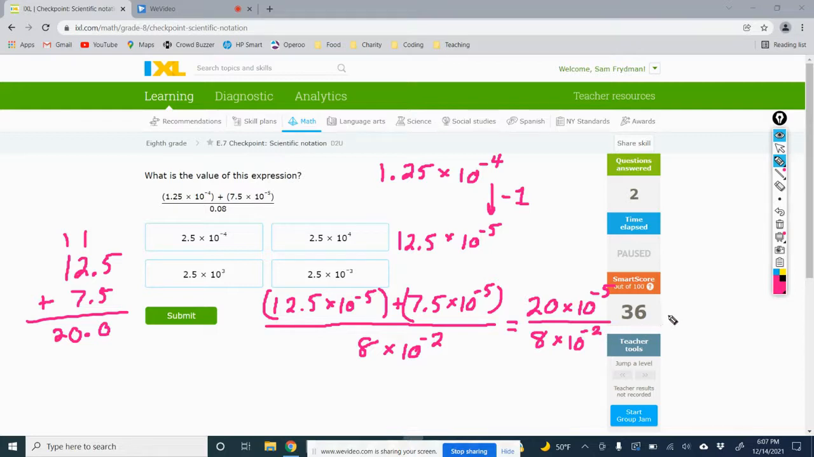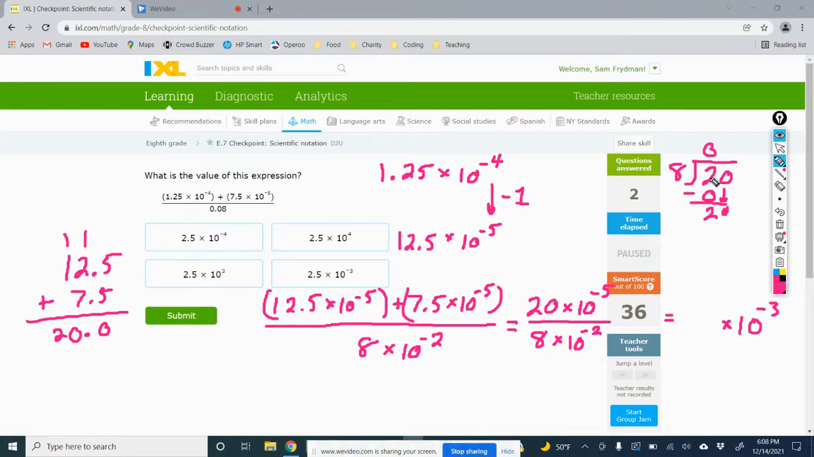Okay, what's that going to be equal to? Let's do the easy part. -5 minus -2 is like -5 plus 2, which is -3. So I know I'm going to have something times 10 to the power of -3. What's 20 divided by 8? Let's work that out. 20 divided by 8. 8 does not go into 2. 8 times 0 is 0. Whoops, sorry, I said 8 does not go into 20.